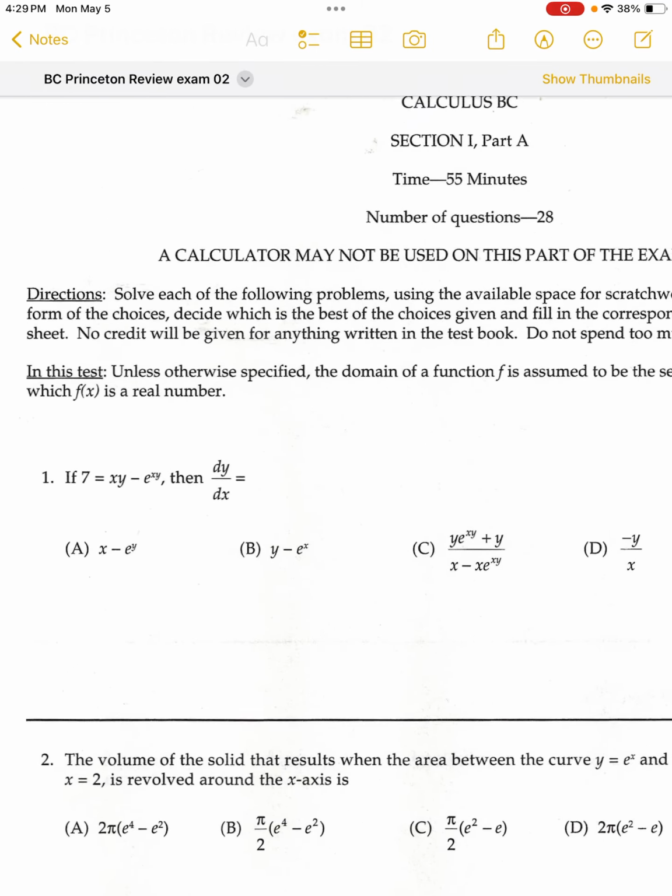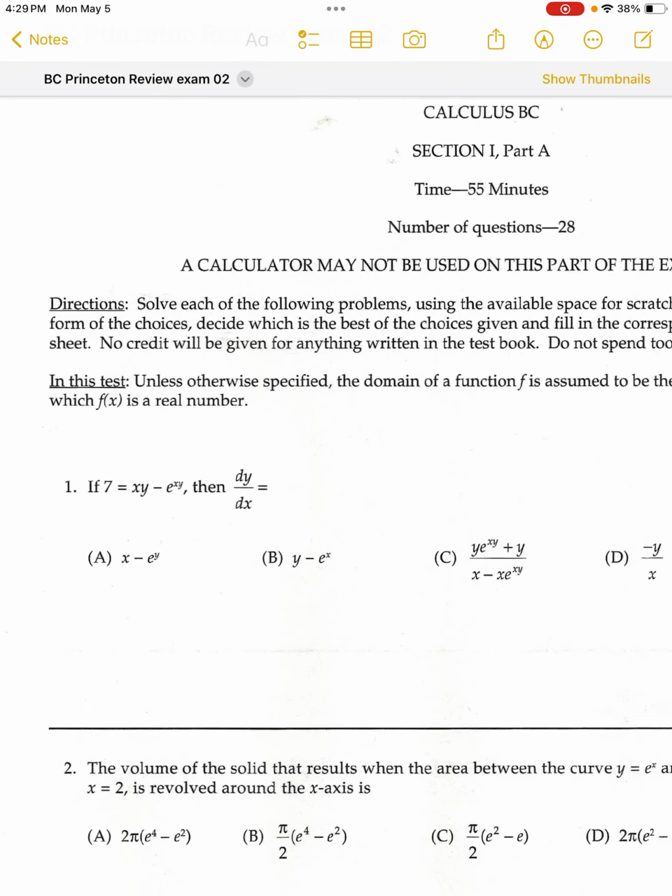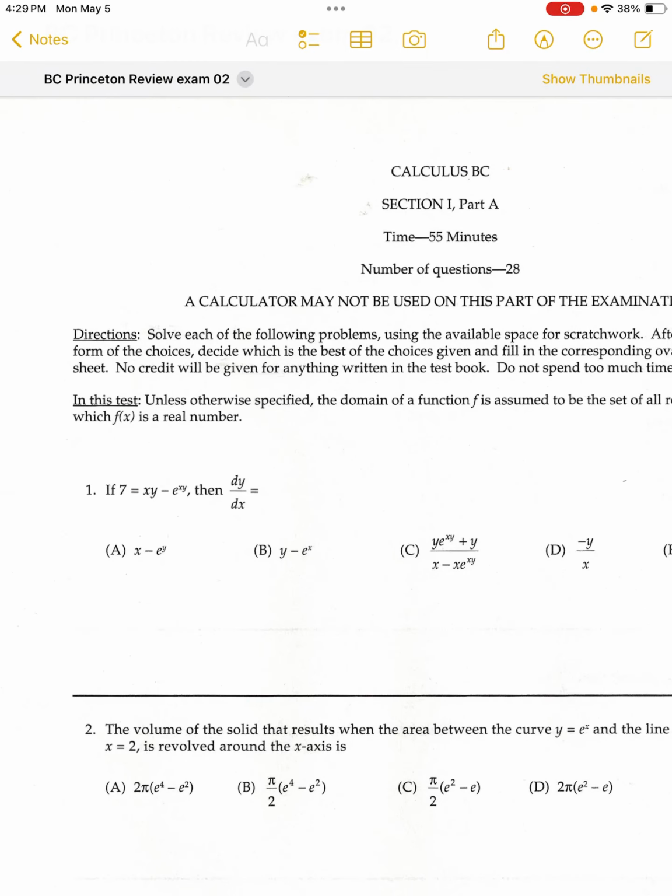Hello everyone. Today we're going to be going through an MCQ, no calculator practice test from the Princeton Review. With the BC exam coming up in a couple of days, I thought it'd be good for people watching this video who are taking the BC exam next week to practice and prepare their general MCQ strategy and work on what they need to work on for calculus.